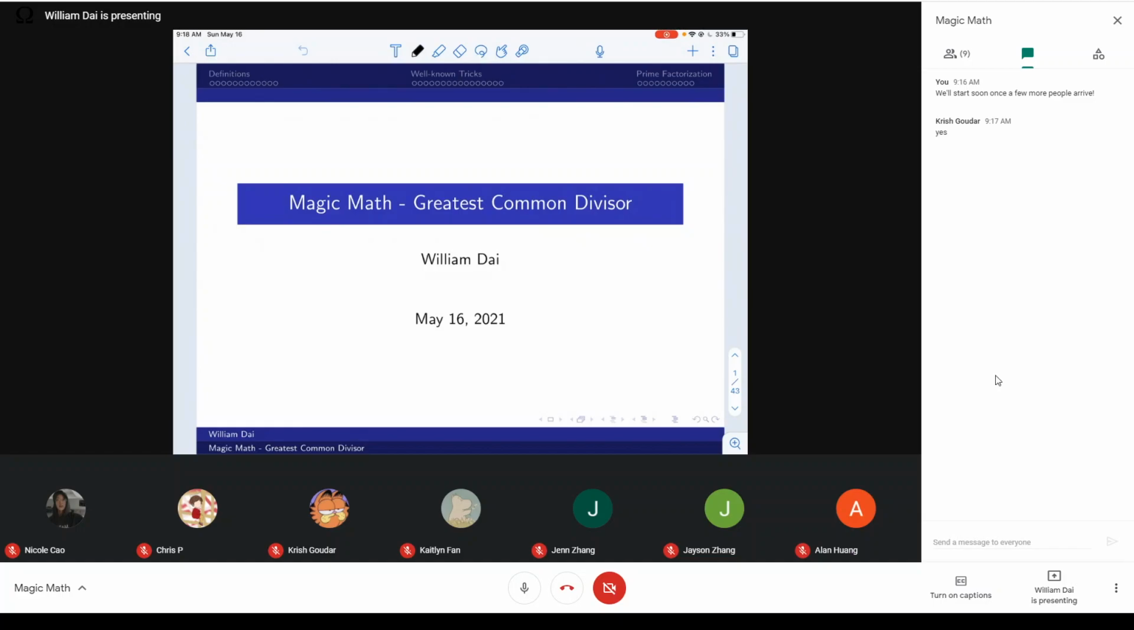Okay. Yeah, so as I was saying, we're going to be going over some topics in number theory, specifically the greatest common denominator, but also the least common multiple, prime factorization, and a lot of other stuff to do with the divisors and multiples of something.